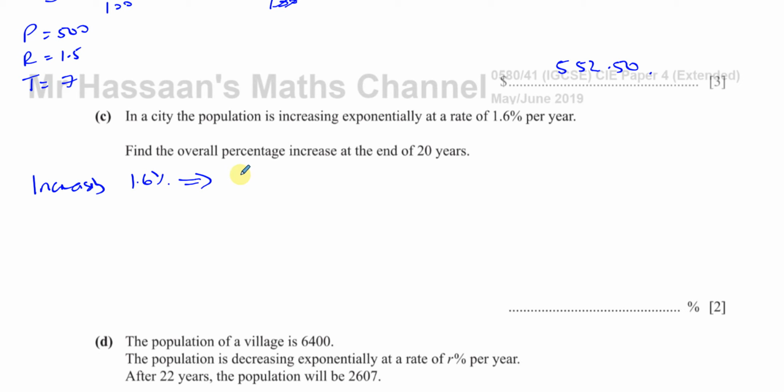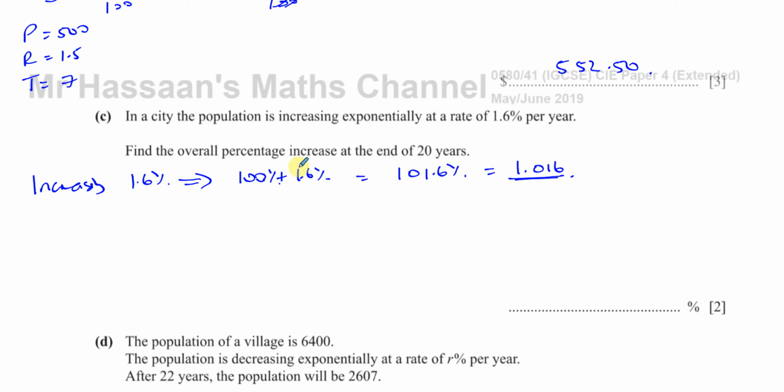That means every year you have the original population plus 1.6%. So it's 100% plus 1.6%, which is 101.6%, which you can write as a decimal as 1.016. That's the amount you have to multiply the original population by every year, 20 times. So let's say the original population was 1. It doesn't matter what you use as the original population.